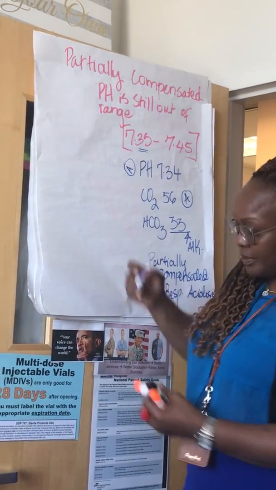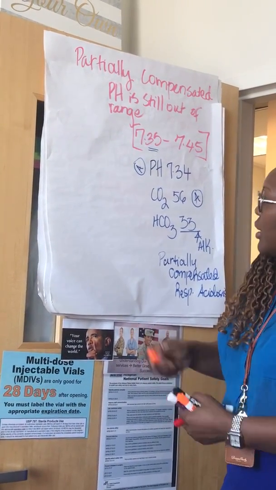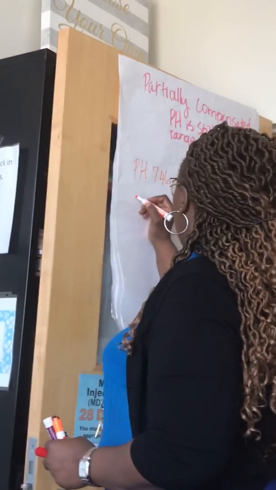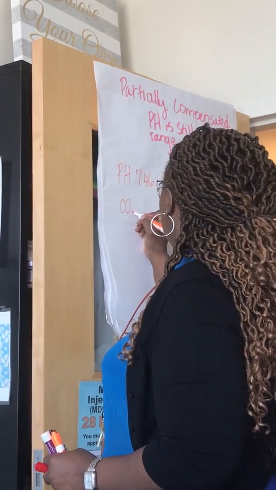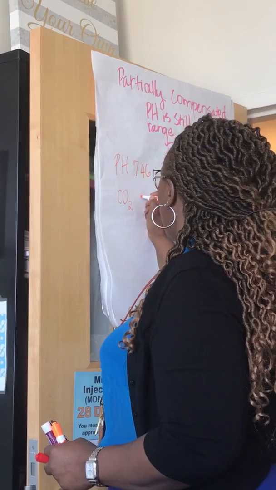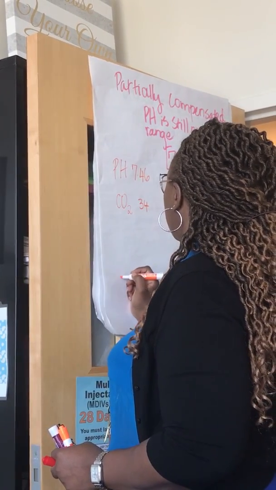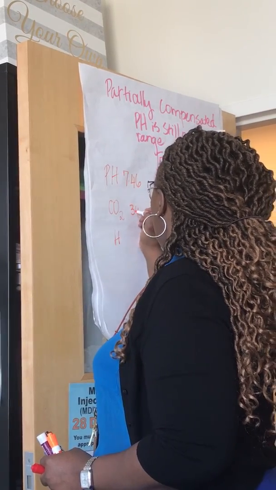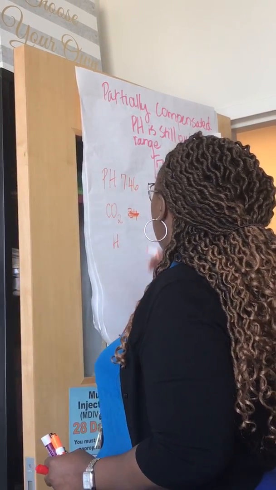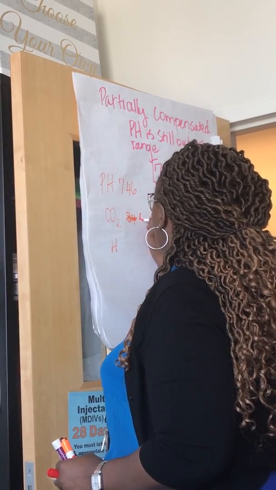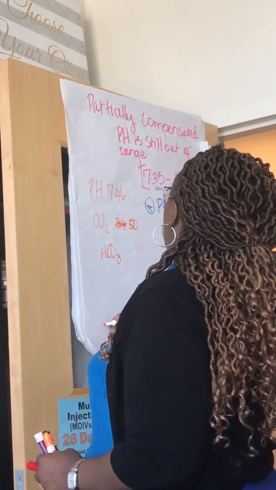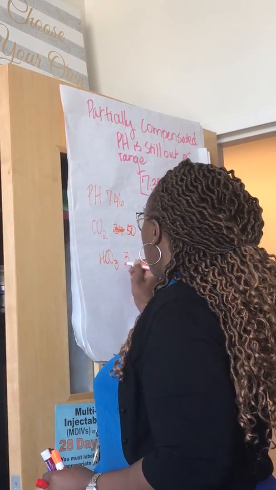So another example, I'll use a different color. pH 7.46, CO2 of 34, and no, we're going to do CO2 of 50, and bicarbonate, let's do bicarbonate of 32.